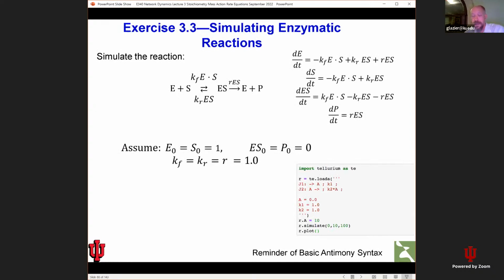So let's do a little bit of Tellurium to wrap up our evening. Why don't people fire up Tellurium and simulate this reaction? Since we haven't done Tellurium in a while, I'm just reminding you of the basic syntax, which you probably remember. This is not meant to be the reactions you're going to be using, but just to remind you: import tellurium, load the model, run the model.